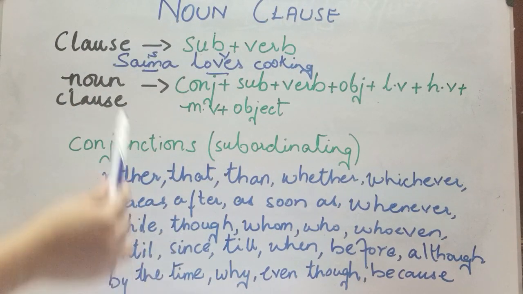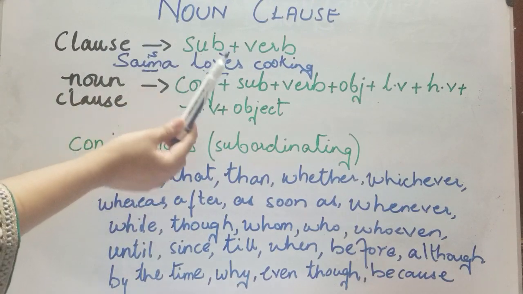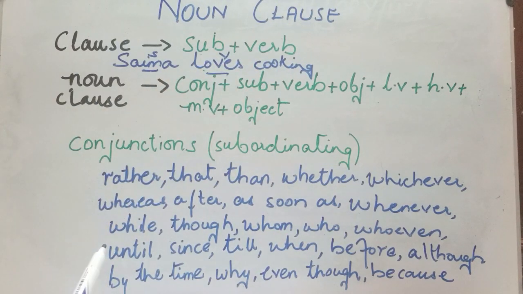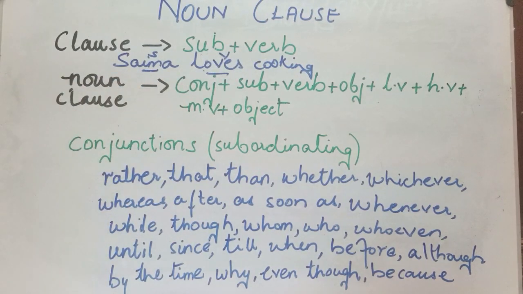Like I have written over here, Saima loves cooking. You have got a subject over here and you have got a verb over here. Cooking, you have got an object. So a clause is a simple sentence that contains a subject and a verb, like I have mentioned.